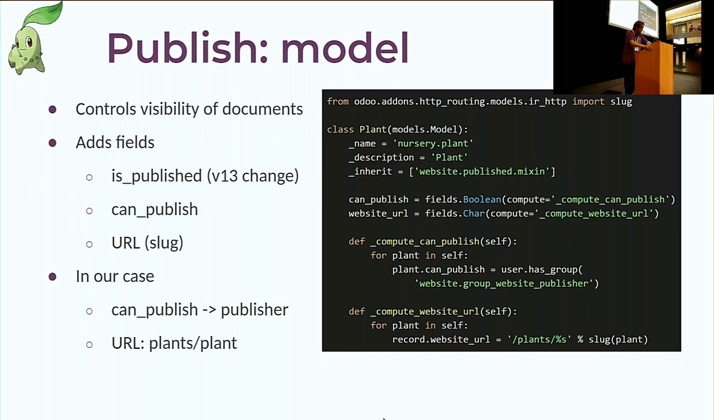In our case, we just say that the people that can publish are the publishers for a plant, and we give to Odoo the URL to the plant. So in your case, it will be, for example, plants and the slug of the plant. Small note, slug is the method available in website that computes the nice name of a record. So instead of just having the ID 2, it will take the name and the ID. So for example, plants / my beautiful plant 2.